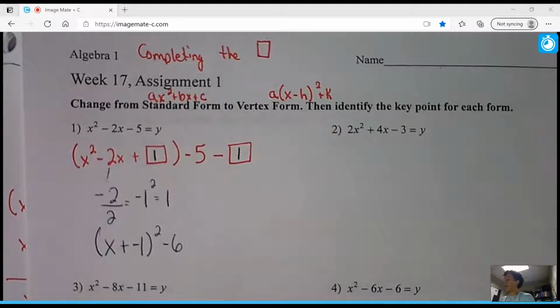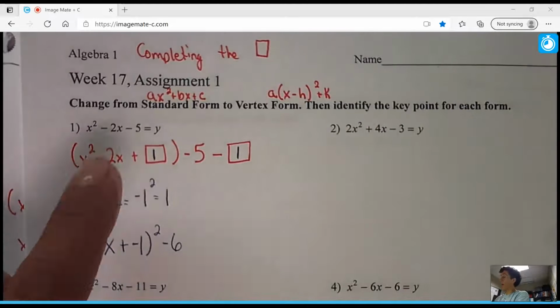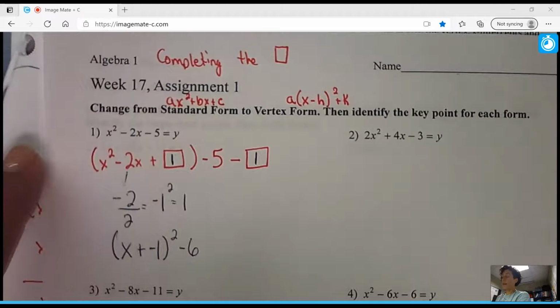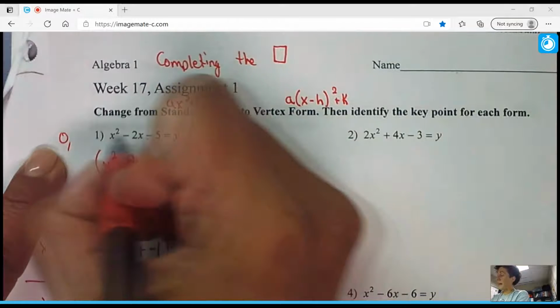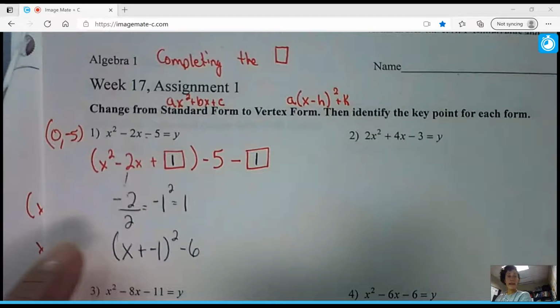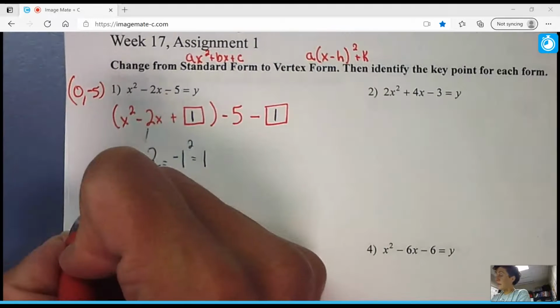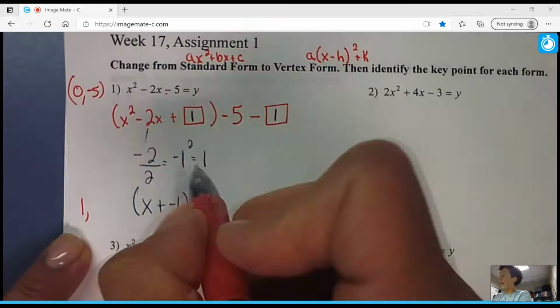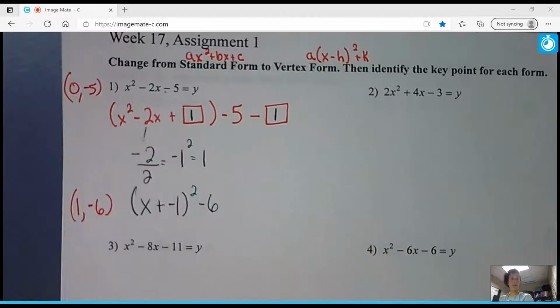So from there, what I want to know is, what are the key points for each form? So this is standard form. It will tell me the y-intercept. I can just see it. It's always 0 for x, and then -5 at the end. And then in vertex form, I can see the vertex. I'll take the opposite of what I see in the parentheses, so I'll use 1, and then I'll take the number at the end, but I won't do the opposite, and there's my vertex.